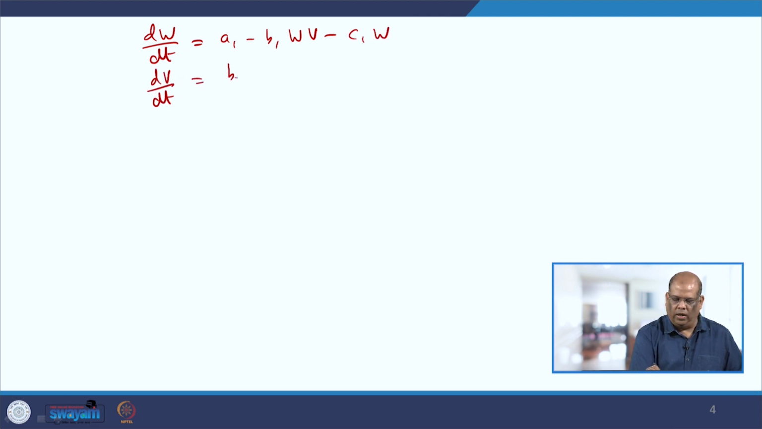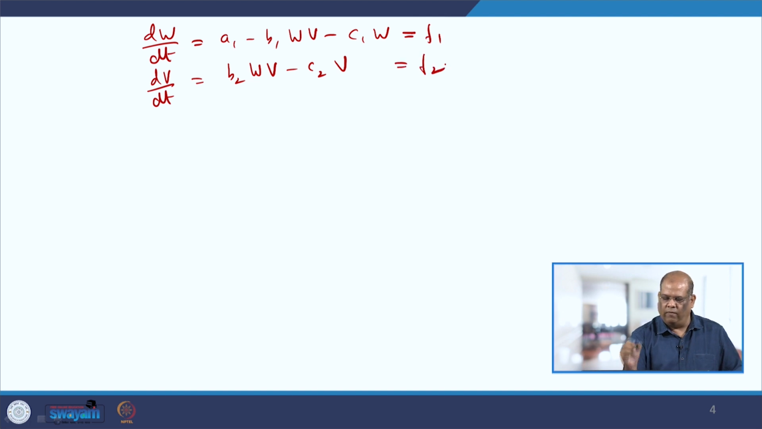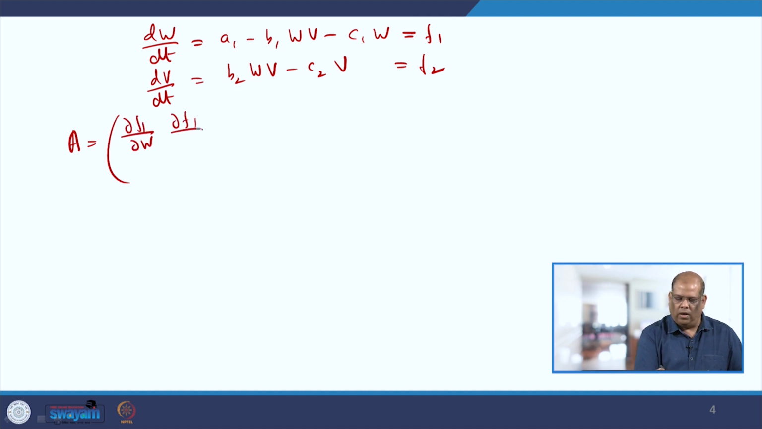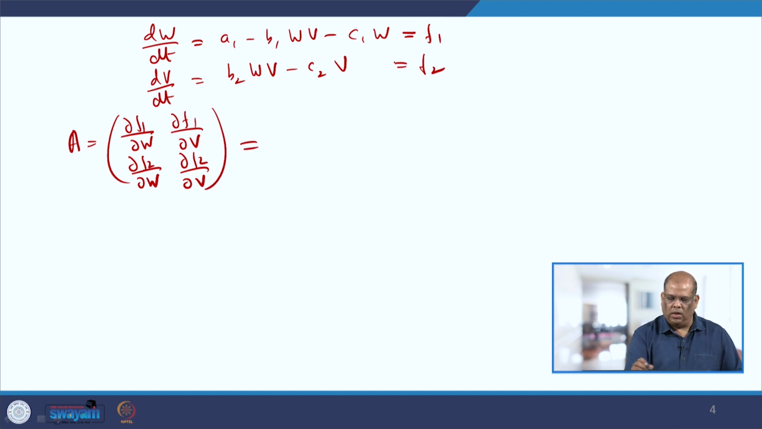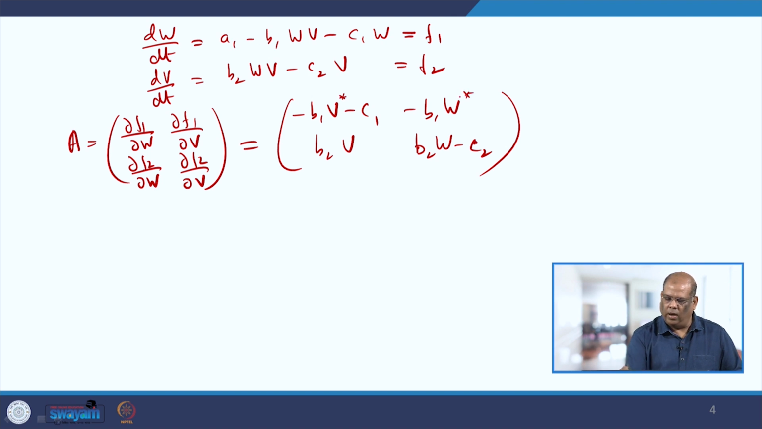To calculate the stability analysis, let me rewrite the equations one more time. dW dt is equal to A1 minus B1 W V minus C1 W, and dV dt is equal to B2 W V minus C2 V. You take this as your F1, this as your F2, and your Jacobian matrix is going to be del F1 del W, del F1 del V, del F2 del W, del F2 del V. If I calculate this, I will get minus B1 V minus C1, minus B1 W, B2 V and B2 W minus C2, and they need to be calculated at the equilibrium point.